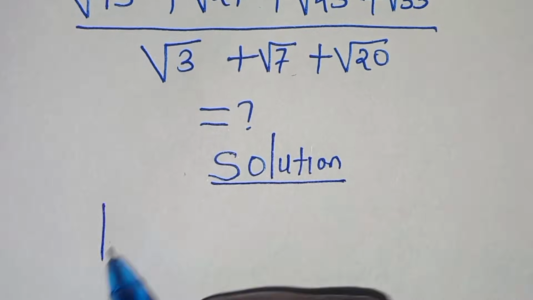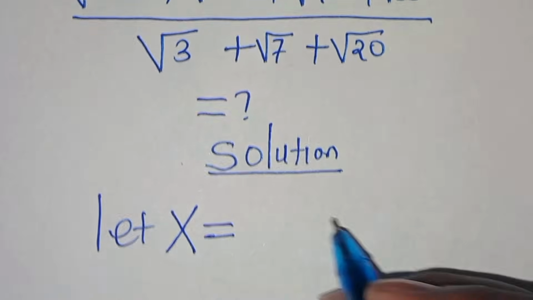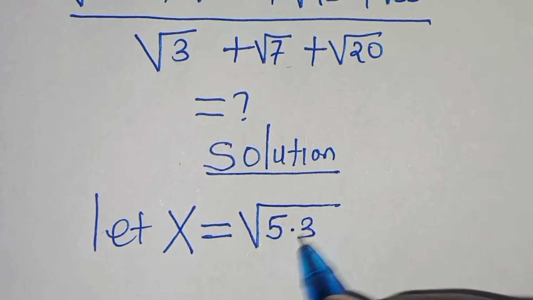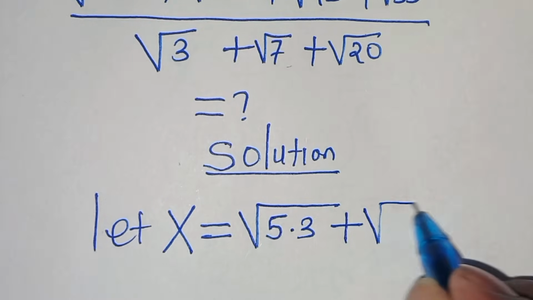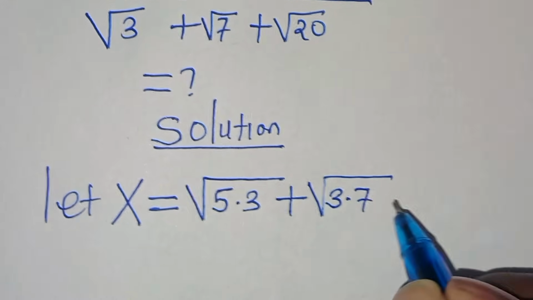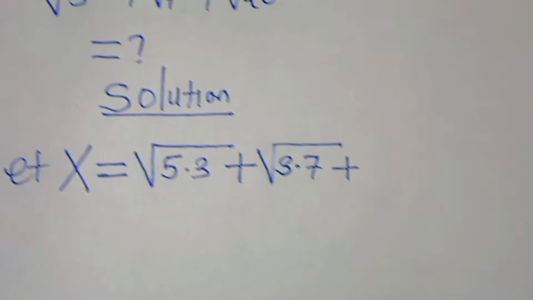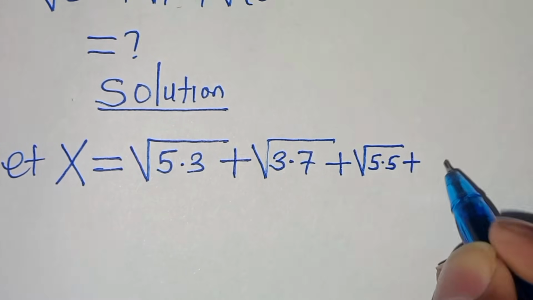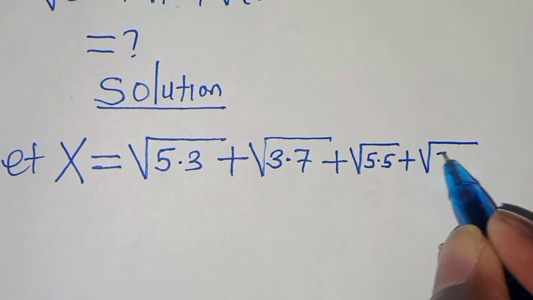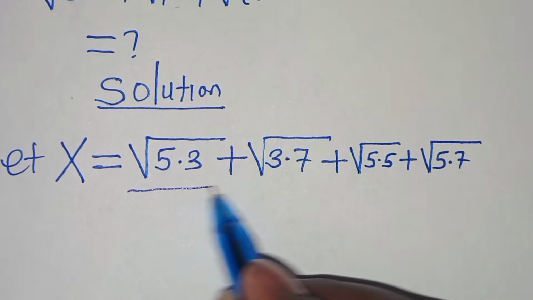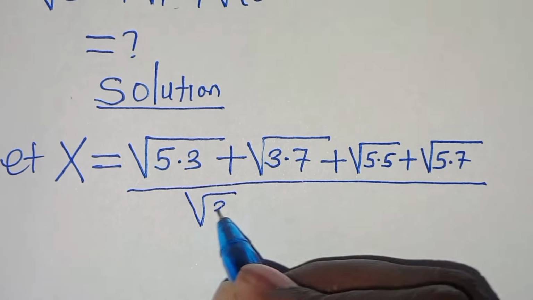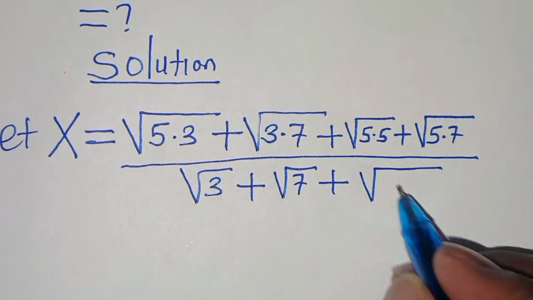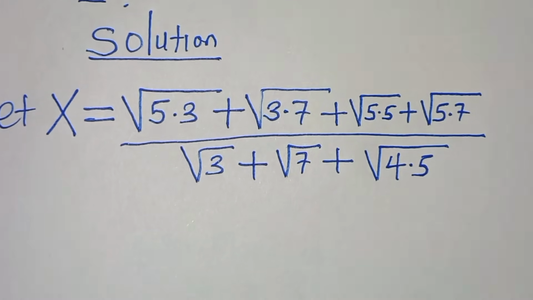The first step to do here, we can let x be equal to square root of 15, which we can express as square root of 5 times 3, then plus square root of 21, which is the same thing as square root of 3 times 7, then plus square root of 25, which we can express as square root of 5 multiplied by 5, then plus square root of 35, which we can express as square root of 5 times 7, everything here divided by square root of 3 plus square root of 7 plus square root of 20, which we can express as square root of 4 times 5.